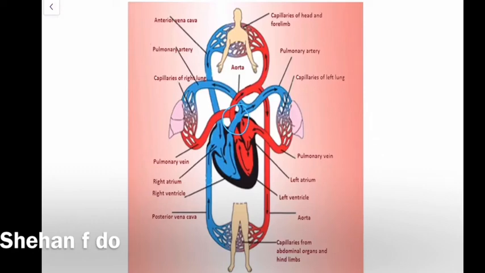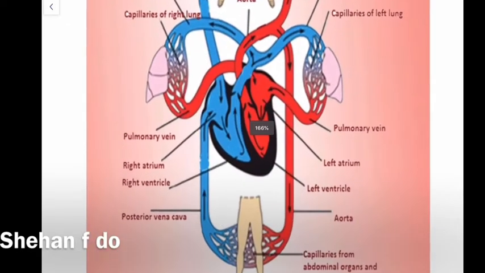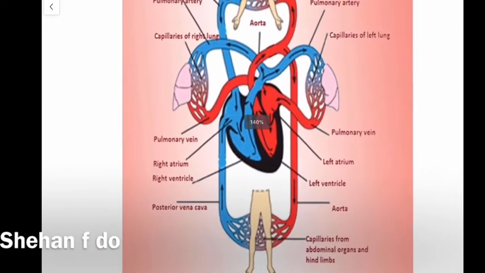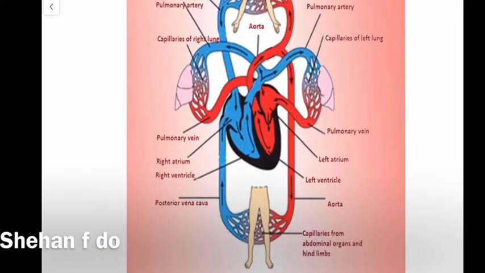As you all know, the main pump of the circulatory system is the heart, which has a right side and a left side. And the heart has 4 chambers. The upper chambers are the atria and the lower chambers are the ventricles. The right side of the heart is responsible for taking in deoxygenated blood and sending it to the lungs.